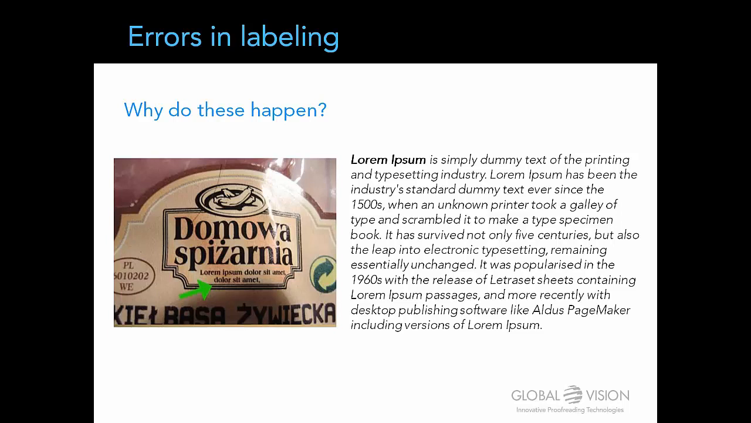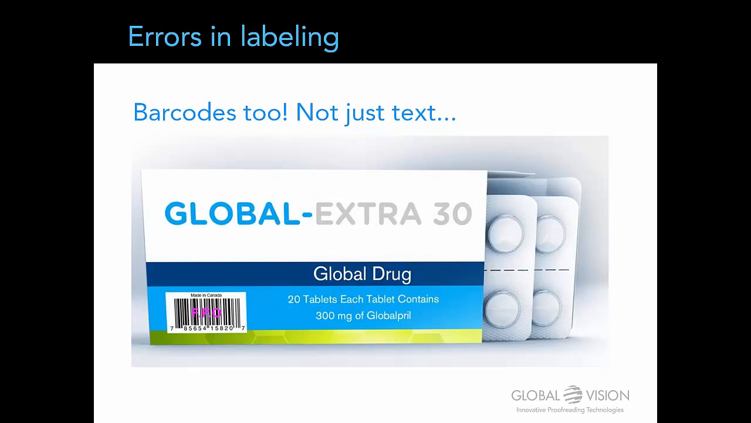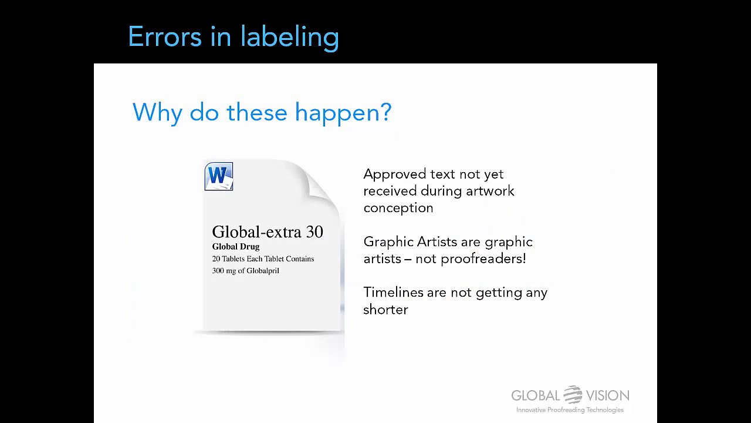Since then, it has survived not only five centuries, but also leapt into electronic typesetting, remaining essentially unchanged. It was popularized in the 1960s, and a lot of desktop publishing software includes versions of this text, so you can typeset and place some placeholder text in there.